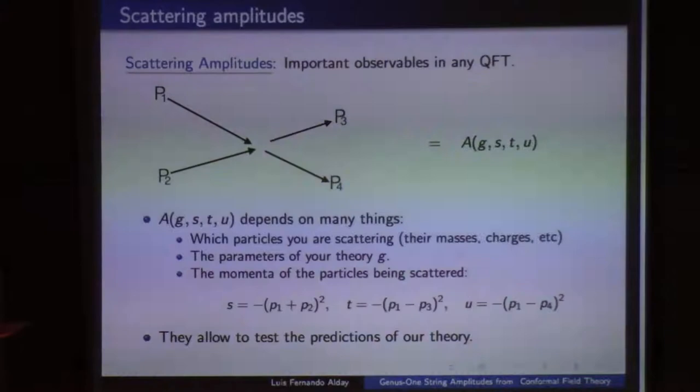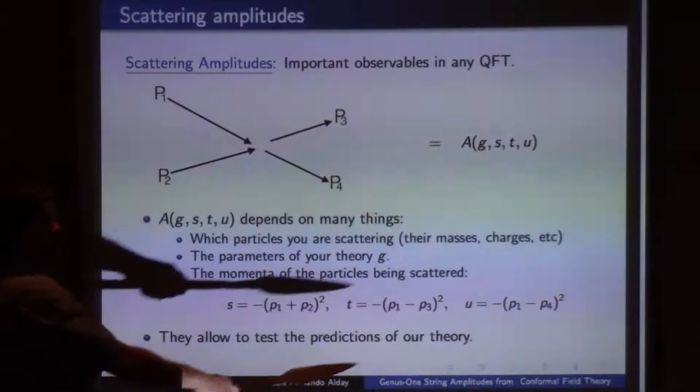If you have a theory with coupling constants, a number of colors N, it also will depend on the parameters of your theory. And it depends on the momenta of the particles being scattered through the famous Mandelstam variables, S, T, and U, which are defined like this.